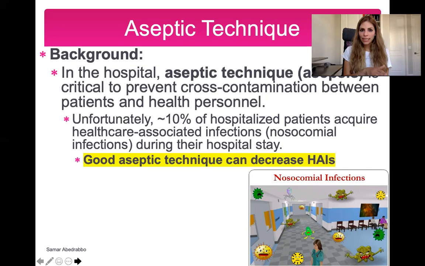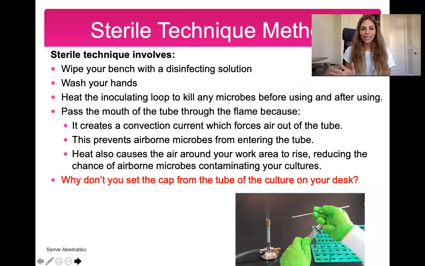So aseptic technique is for hospital environments, and then in lab we use sterile technique. So sterile technique involves a few things. The main goal of sterile technique is that you do not contaminate yourself and you do not contaminate the experiment you're running. So the first thing we do in lab is you always wipe your lab bench, and I've done this a lot as a scientist. Before you run any experiment, you wipe down your lab bench with some disinfecting solution, Lysol, alcohol, anything like that that will disinfect.